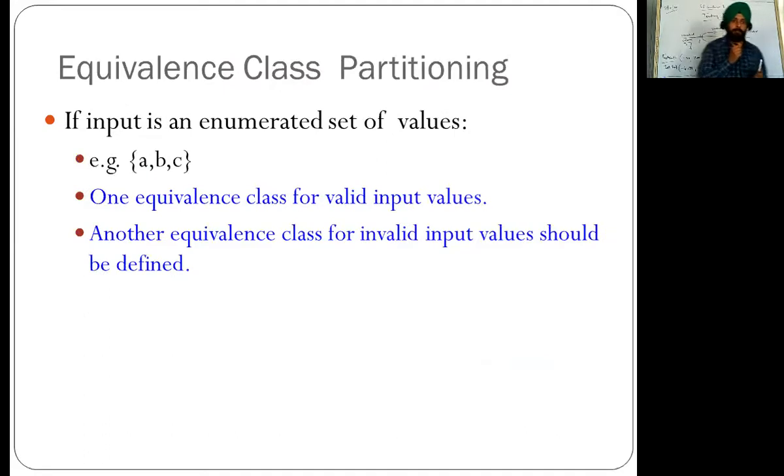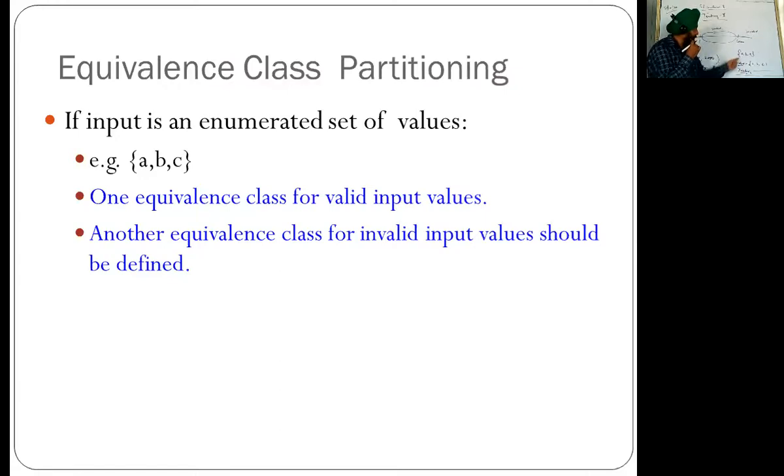If your input is an enumerated set of values, suppose A, B, C, then there is one equivalence class for valid input and another for invalid input. Here the input data was in the range of 1 to 5,000, but in another case the input data is A, B, C. We have only this, so there can be only two classes. One is the valid class with values A, B, C, and another is the invalid class with all the values other than A, B, C. So there are some guidelines where we decide how many equivalence classes we will make.